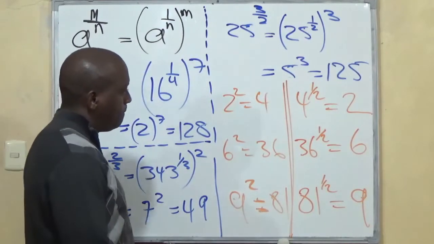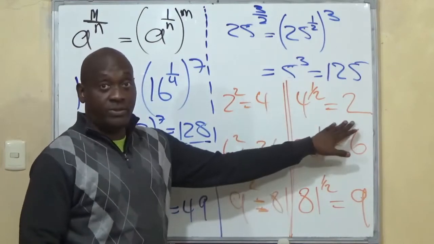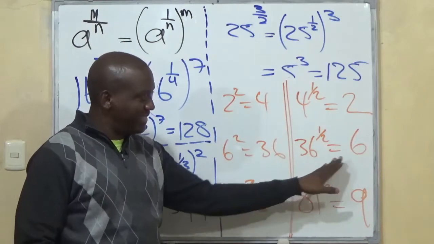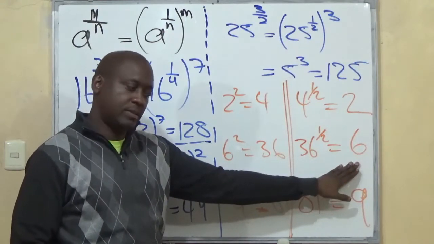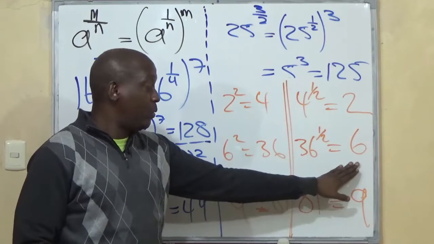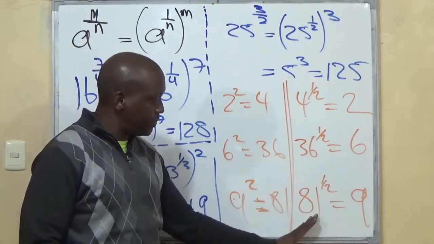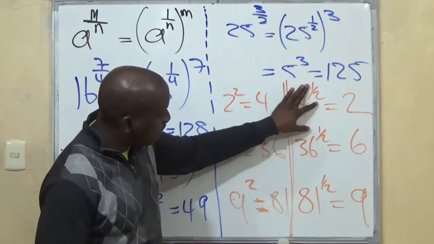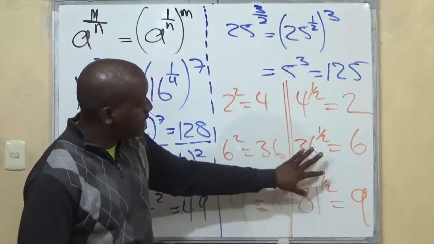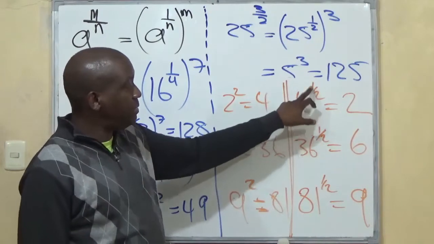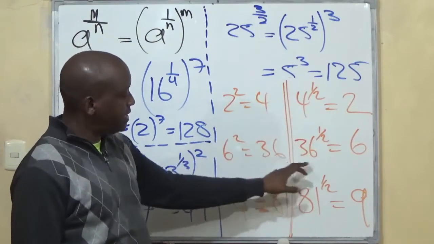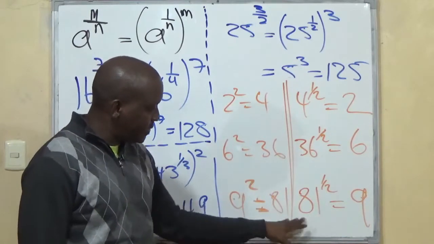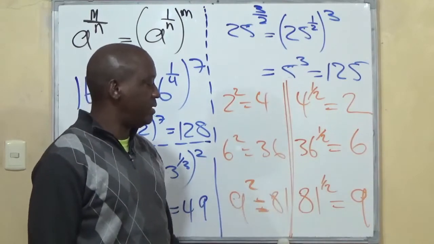So we know that the square root of 4 is 2. We know that the square root of 36 is 6. We know that the square root of 81 is 9. But notice I write it in index form. Instead of saying the square root of 4, I have 4 to the power of a half. Instead of saying the square root of 36, I said 36 to the power of a half. Instead of saying the square root of 81, I said 81 to the power of a half.